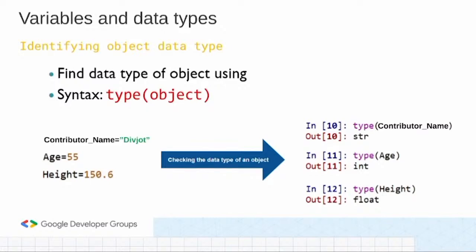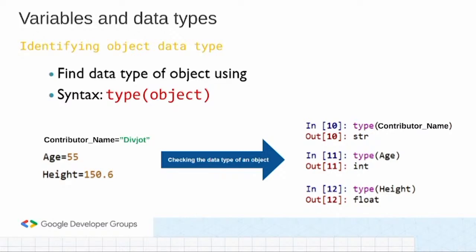So let's go further and see how to identify the data type of an object. To find the data type of an object, you will be using the function type and give the object as an input. An object can be a variable, or any of the data structures, it can be an array or anything. In this case, in particular, we are just going to look at how to find the data type of variables.